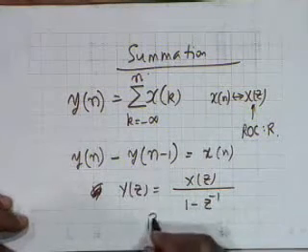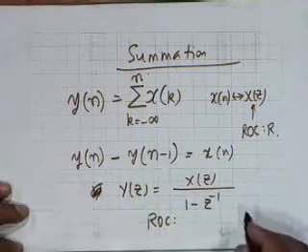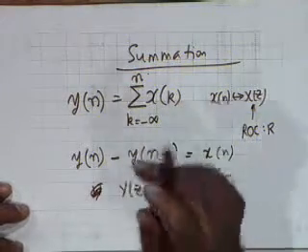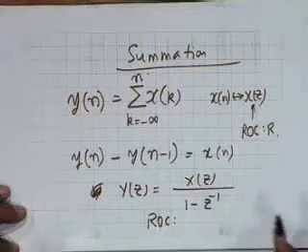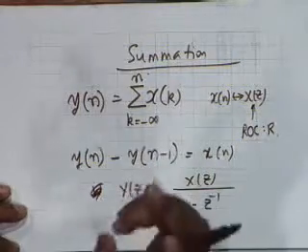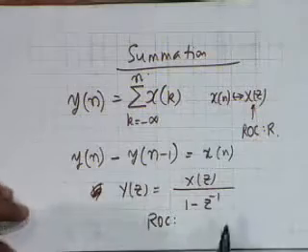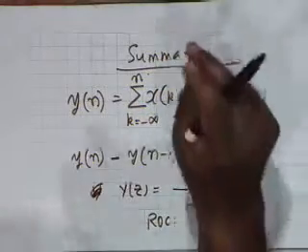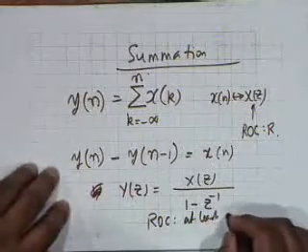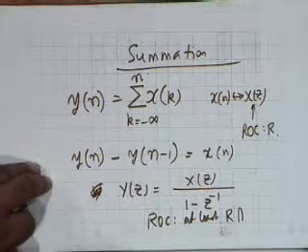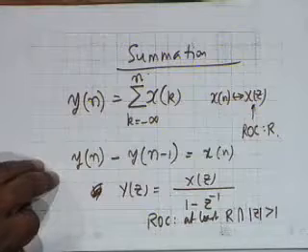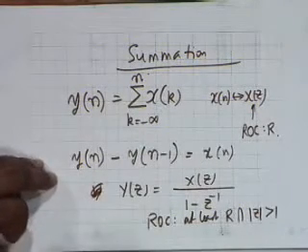What about the ROC? It's a multiplication of two z transforms. One is capital X of z and the other is 1 by 1 minus z inverse. What is the sequence? u of n, that's right. So whenever there is a product P of z times Q of z, the ROC is at least the intersection. So it is at least the intersection of R and mod z greater than 1. That is the region outside the unit circle. It's the intersection of these two.